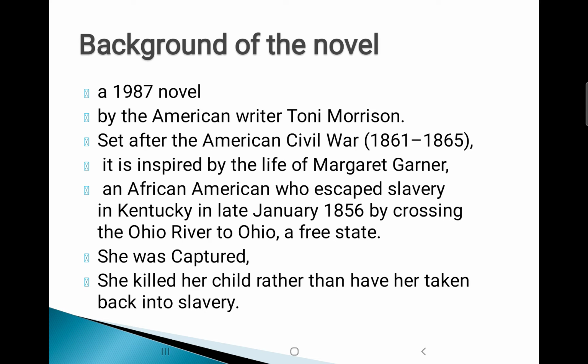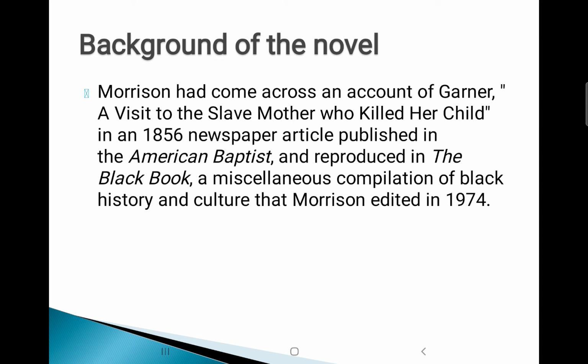This is the storyline which we will see. We will see the development of the story in this novel. But mind it, this is a true story of Margaret Garner. So moving to the next slide, again we have this background also. Now, how Morrison was informed, or how Morrison got this idea.